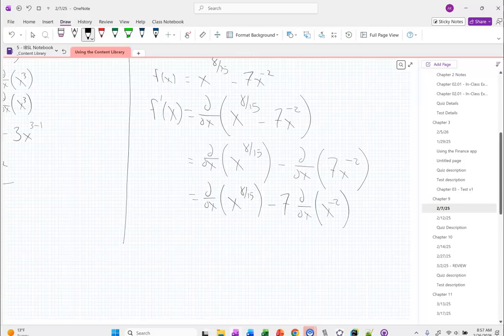And now I can apply my power rule. So the derivative of x to the 8/15 is going to be, what's the coefficient? The same as the exponent, 8/15. And the new exponent is going to be 8/15 minus 1. 8/15 minus 1, which if you wanted to shortcut straight there in your head, that is okay.